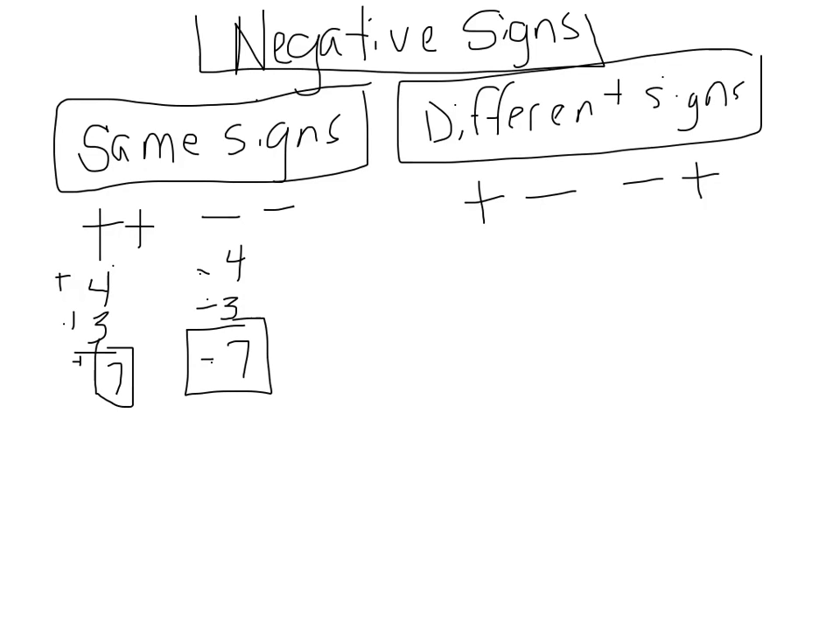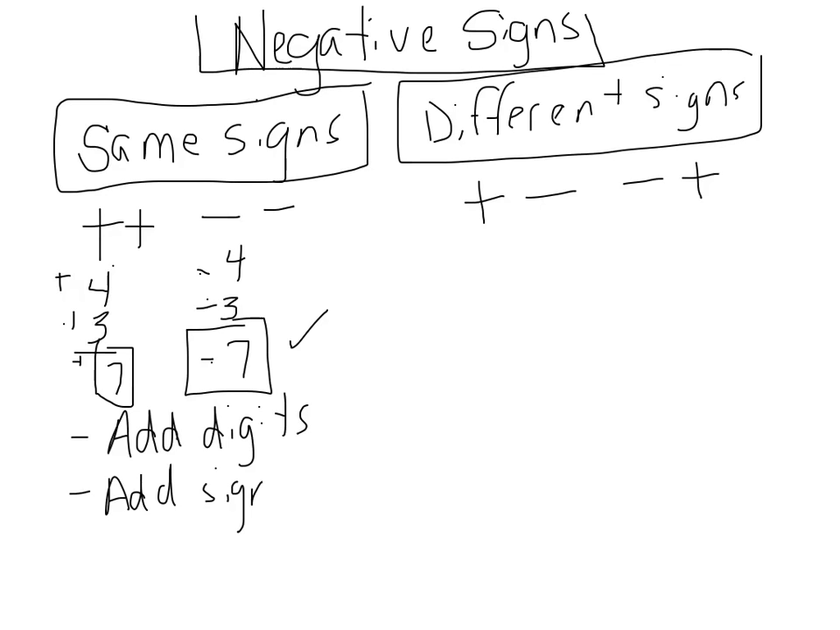An example of this would be something like, I owe my mom $4 because I'm always borrowing money from my mom. And I borrowed another $3, so now I owe my mom $7. And so there are two rules when they're the same signs. You add the digits, and you add the signs. All right, so two rules.